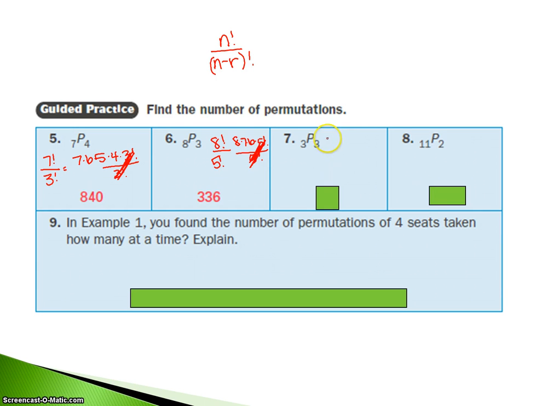3 permutation 3, and that's how you say this, 3 permutation 3. 3 factorial over 3 minus 3. Remember to subtract. 3 minus 3 is 0 factorial. So honestly what you're doing is just 3 times 2 times 1. Because this actually becomes 1. 0 factorial is 1. The reason why it's 1 is because the rule of factorial is you go from the number all the way down to 1, so you need to include that 1.